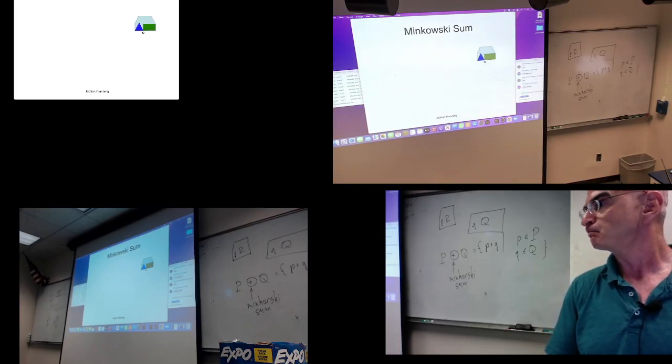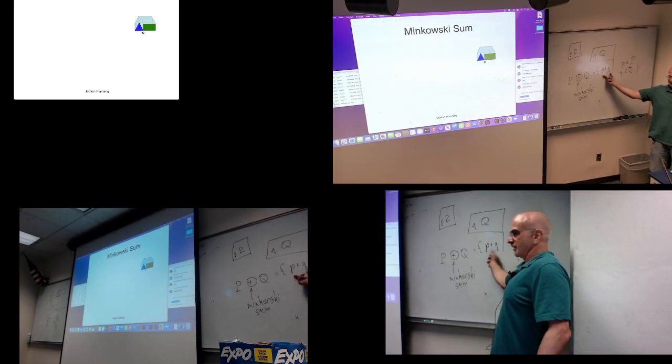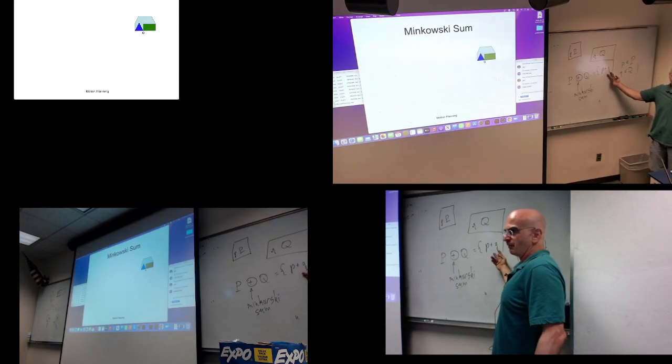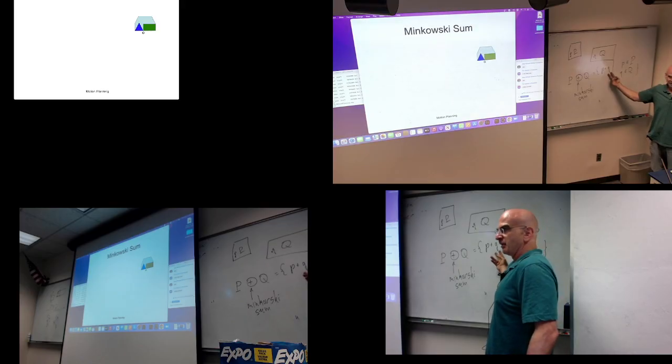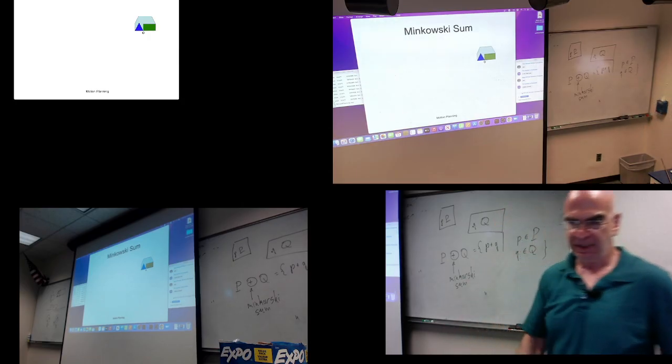Would you get the same shape if you moved the green one? Fantastic. I would get the same shape, just a bit translated. Why? Because it's P plus Q versus Q plus P. Good point. Everybody understand? P plus Q is just like Q plus P. The order doesn't matter.